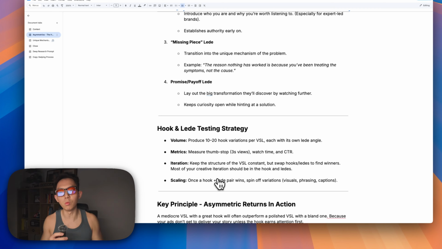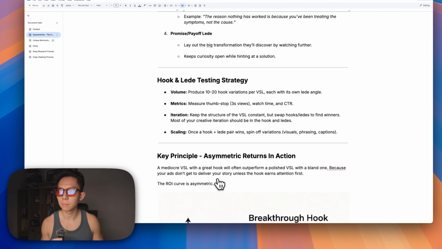So you want to keep reskinning your winners until they are no longer winning. So this could be reworking the visuals, changing the phrasing, changing the captions, changing the audio. There are so many ways to go about reskinning it.